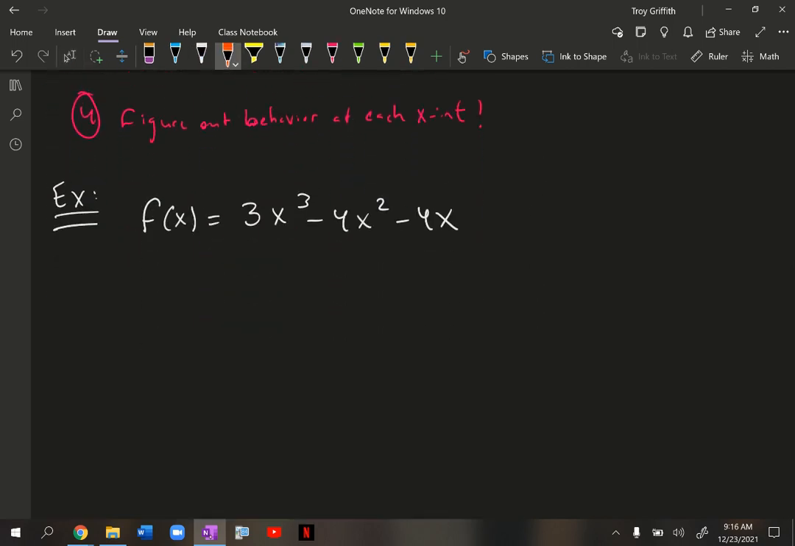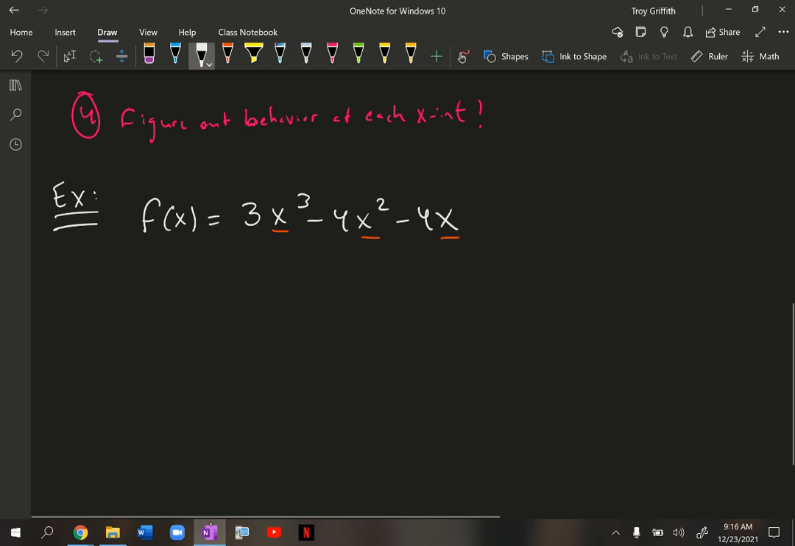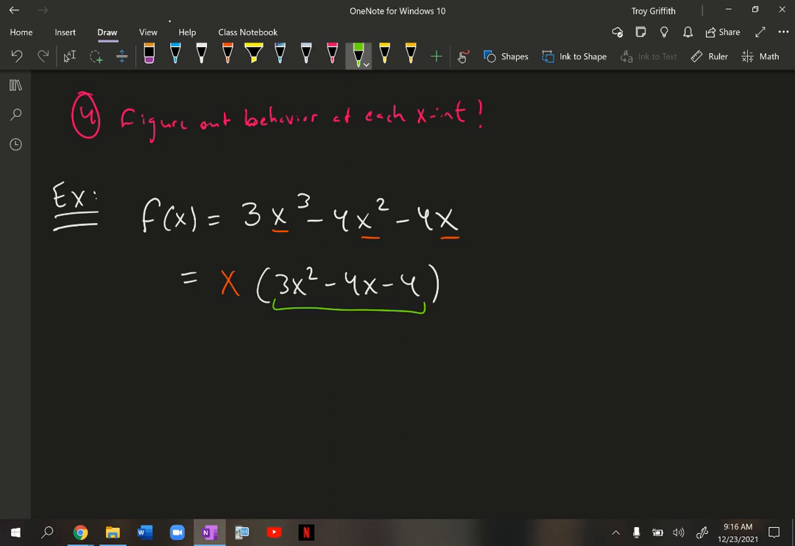So the first thing I notice here is all of these have an x. So I'm going to take out the x. That is going to decrease the power on each of these by 1. So I'll have 3x squared minus 4x minus 4. This thing that's remaining right here is a quadratic, which we've worked with plenty this year.